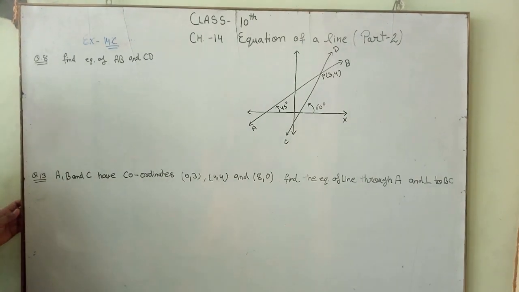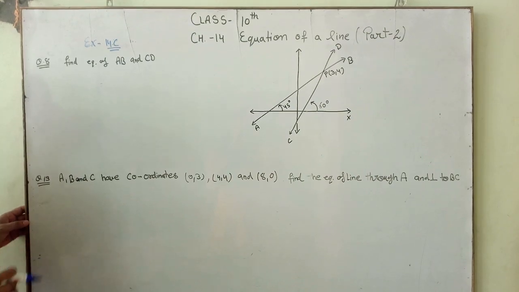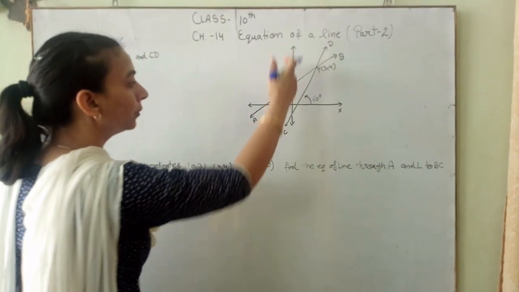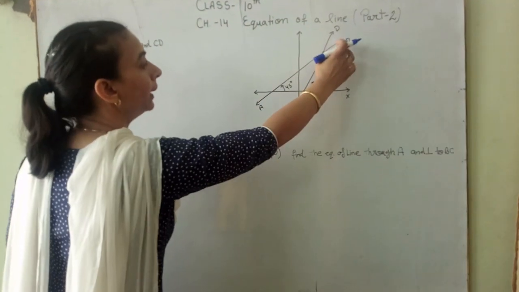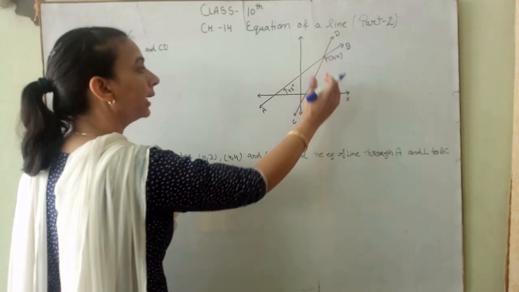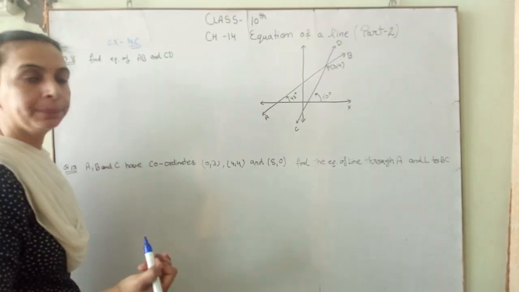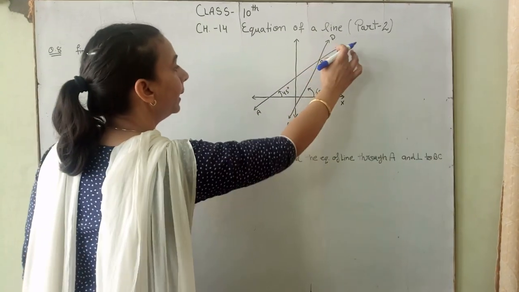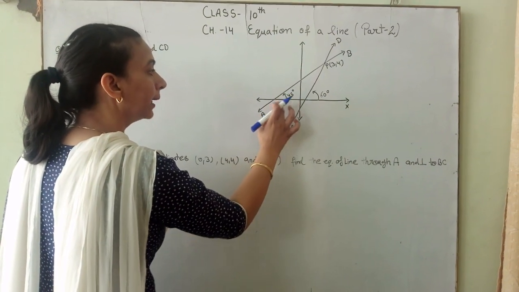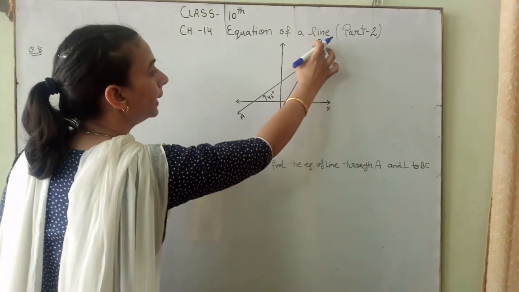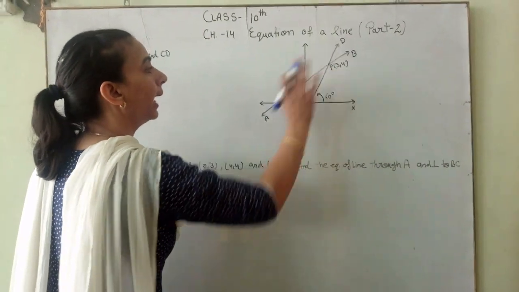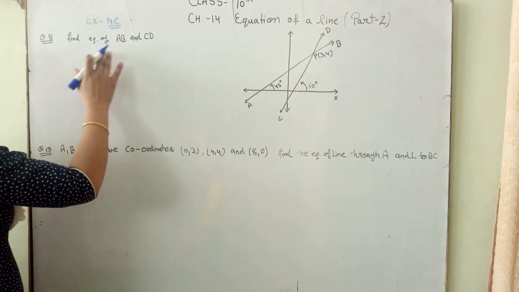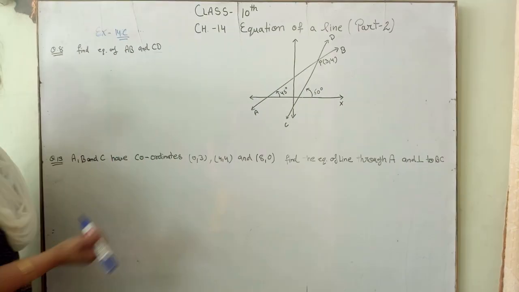We have some other question. Question number 8 from exercise 14C. We have a figure with the x-axis, y-axis, a line AB and a line CD. Both intersect at point P and the coordinates of point P are given. Line AB makes an angle of 45 degrees with the x-axis and line CD makes an angle of 60 degrees with the x-axis. Clear, students? With the help of this figure we find the equation of line AB and the equation of CD.